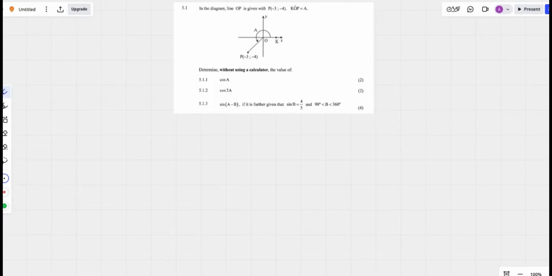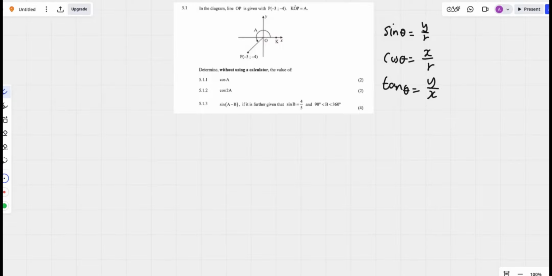So when we're working with a Cartesian plane, we need to know that sine theta is equal to y over r, cos theta is equal to x over r, and tan theta is equal to y over x. Okay, so that's really important. So let's look at this question.